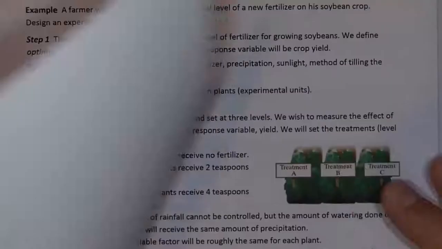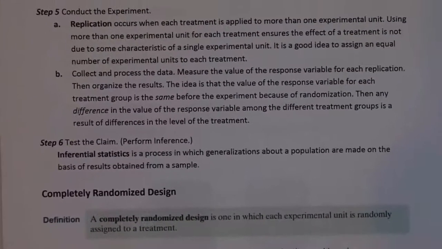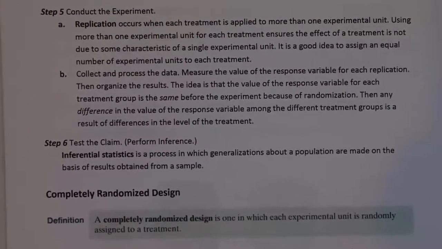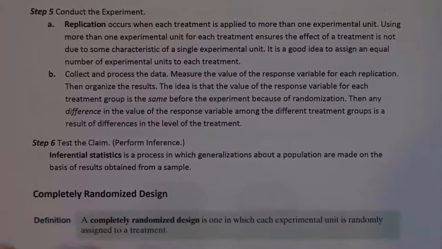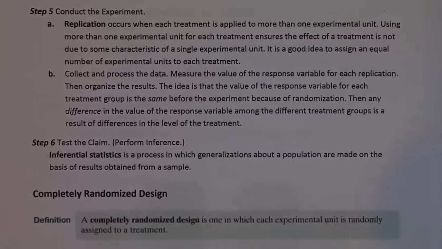So that was step 4. Step 5, conduct the experiment. So once we have everything laid out, we actually conduct the experiment. Now, what does that mean? We actually, over a time period, give people the placebo, the 100 milligrams, the 200 milligrams, the 400 milligrams, and we control all of the other things that we've talked about. So basically, we execute our plan.